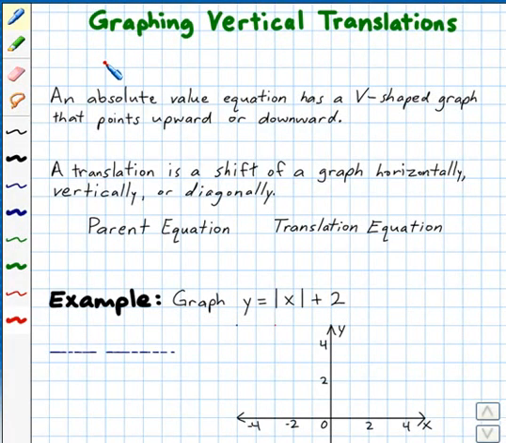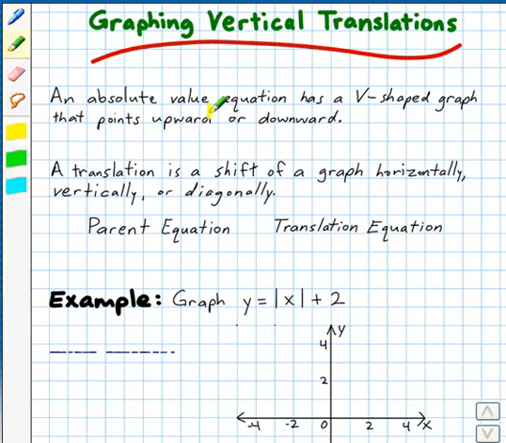Hey guys, this is Mr. Scott, and I will be helping you with graphing vertical translations. Let's begin by defining some key terms.